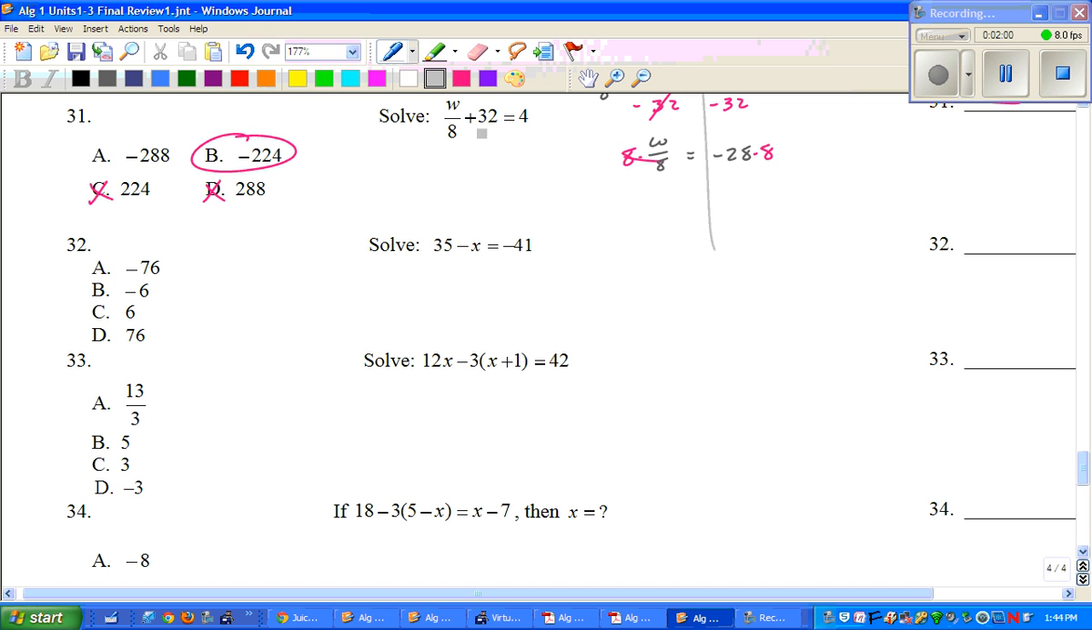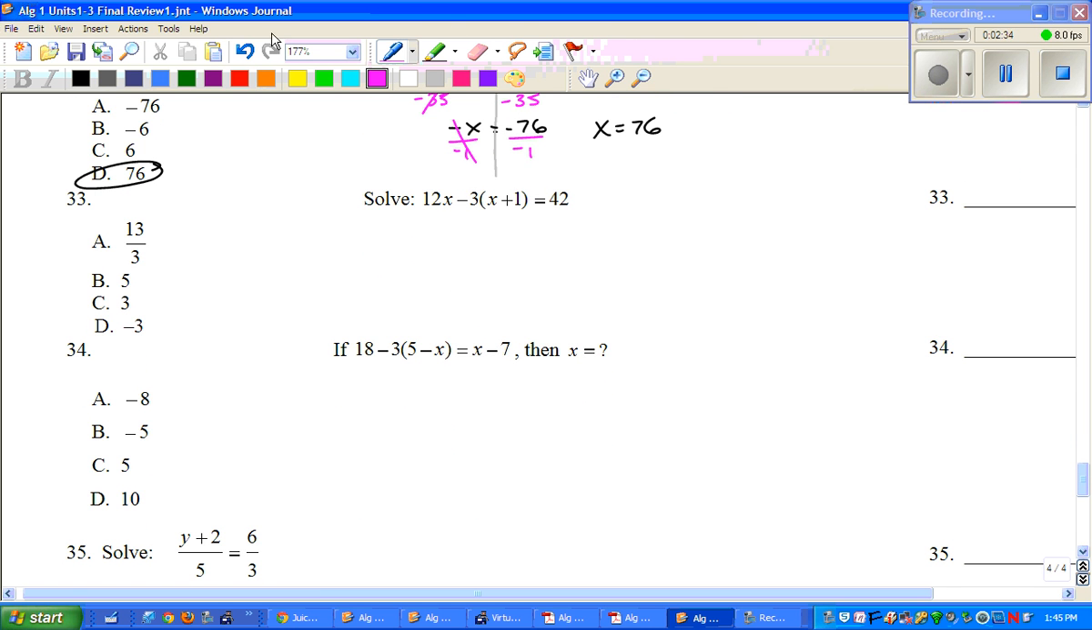All right, number 32. Let's go ahead and draw the line down the middle. You have to subtract the 35. Now you guys might think you're done real quick, but you're not. Okay, because it's a negative x. So you have to divide by negative 1. And we get x equals 76. Okay, be very careful with those signs, okay? They're trying to trick you.